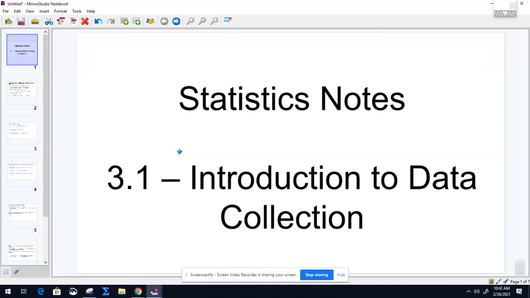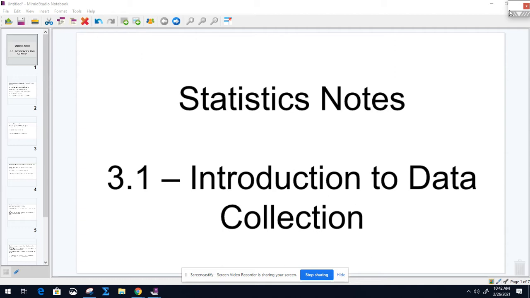Good morning, stats. We've got ourselves a new chapter here, chapter 3. You're going to notice in chapter 3, there's not as much math and numbers as there is vocabulary and explaining things. This is a very important chapter to develop statistical analysis as we move forward. But right now, this is all going to be about introduction to data collection.